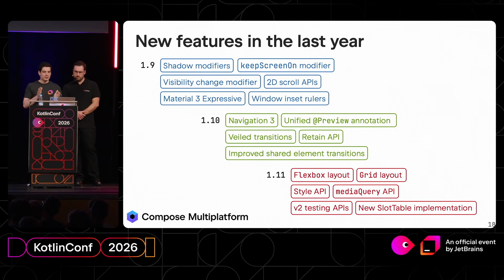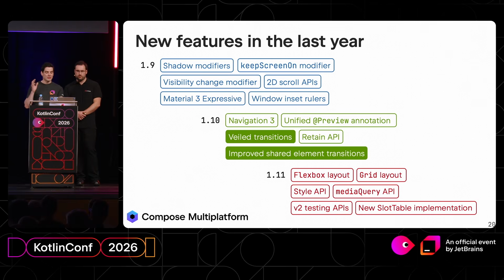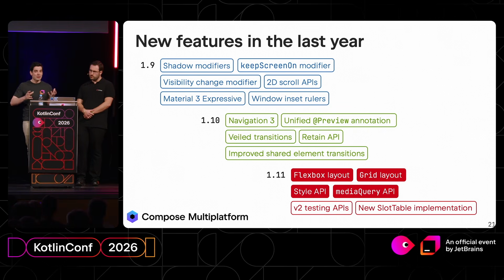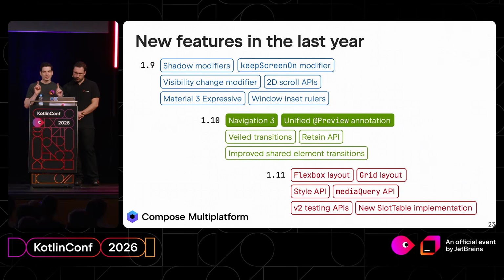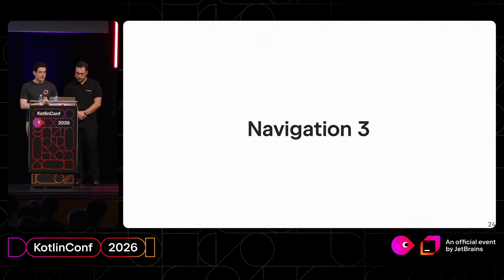If we take a very brief look at an overview of features in the last year, we can see that, again, a lot of things have shipped here. So there were new modifiers for interactions and new kinds of UI customizations. There were transition improvements, including shared element transitions. We have, as I mentioned, a lot of new experimental APIs in 1.11 for layouts and styling. And these are so many things that we could not possibly cover all of them, even in this entire talk. So we're only going to look at 2 of these common improvements, which are going to be nav3 and the new unified preview annotation. Starting with nav3.